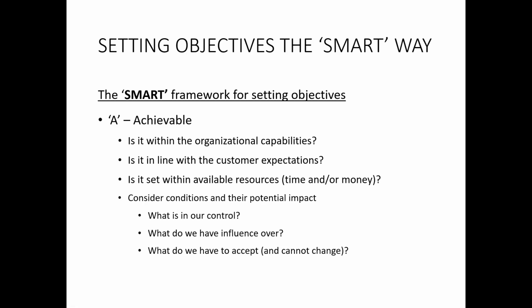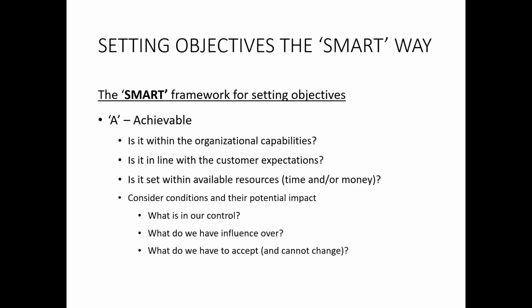Then the letter A refers to achievable. Achievable means whether the objective can be achieved or not. So there is no point in setting very high objectives, highly standard objectives which the company cannot meet.